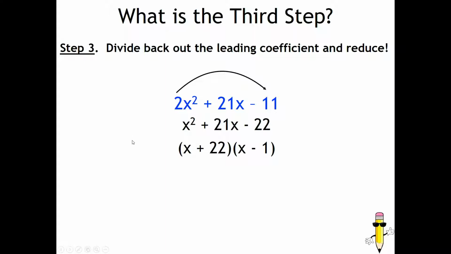Now once I've done that, I need to divide out the leading coefficient and then reduce it. I would do that like so. I would divide both these terms here by 2, and I should have x plus 11 equals, and that's a fraction. That's going to be 1/2 right there if you had to write that.